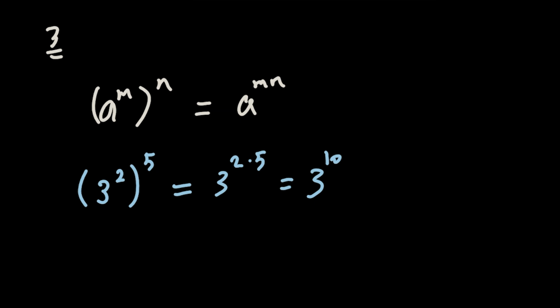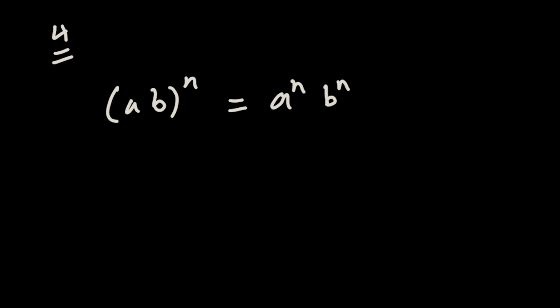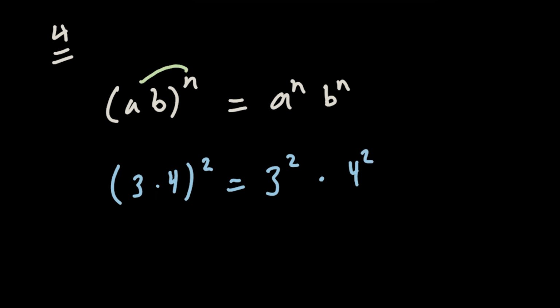Let's see the next property. Property number 4 says if we have a multiplied by p all to the power n, we can write it as a to the power n multiplied by p to the power n. Let's see an example. If we have 3 multiplied by 4 all to the power 2, that would equal 3 to the power 2 multiplied by 4 to the power 2. So basically we are just distributing the power.